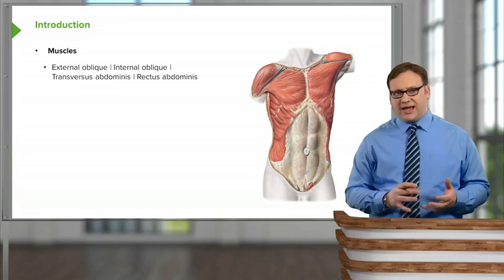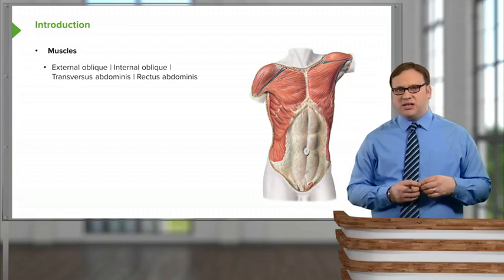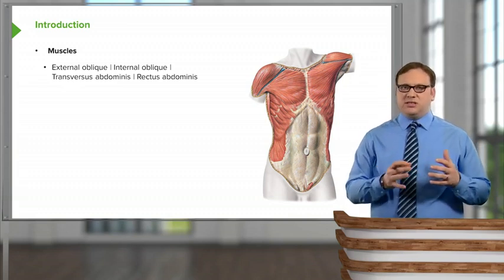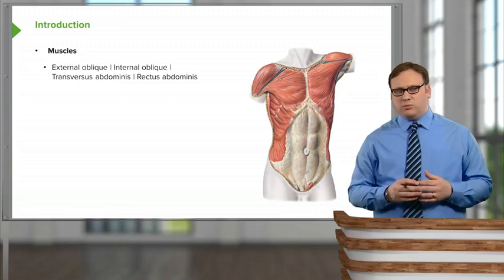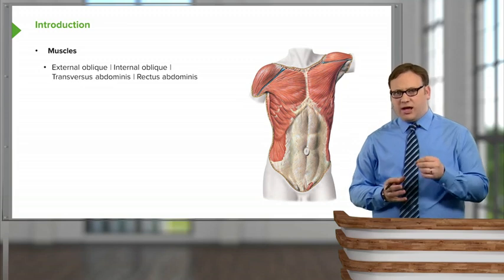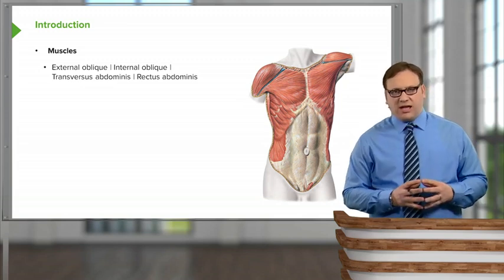Specifically in this lecture, we're going to look at a series of muscles that make up this abdominal wall: internal oblique, external oblique, transversus abdominis, and rectus abdominis. We'll also look at their attachments, where they originate, where they insert, what movements they carry out, and what important roles they have for the correct functioning of the abdomen.